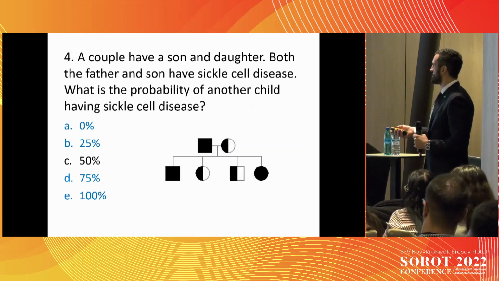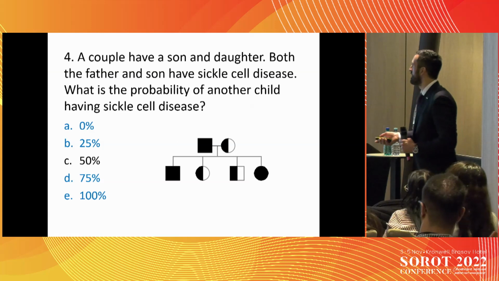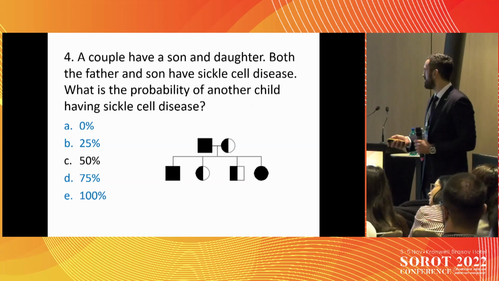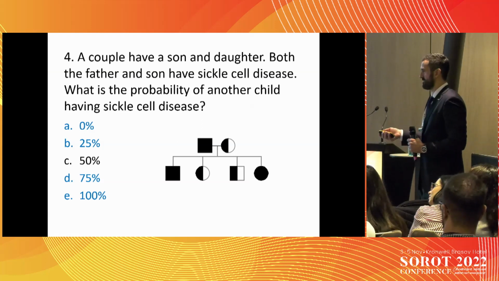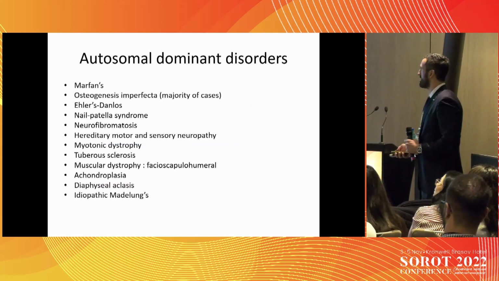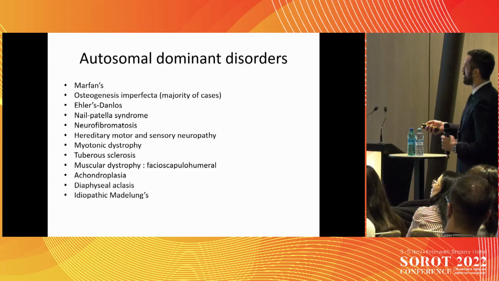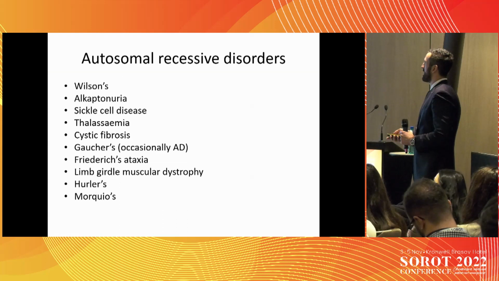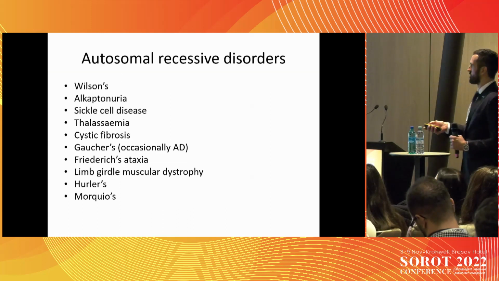Okay, see? So this is an autosomal recessive. So some autosomal dominant disorders like Marfan, osteogenesis imperfecta, neopatella, there are some autosomal recessive.